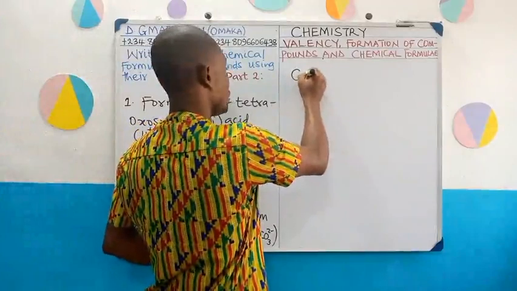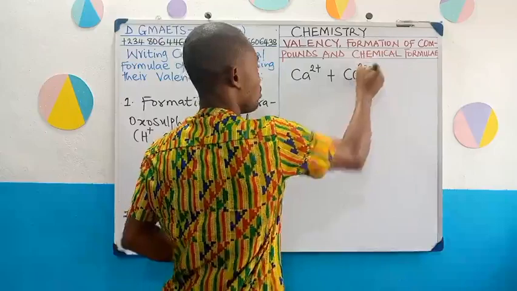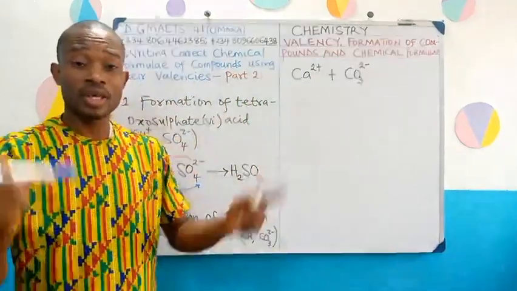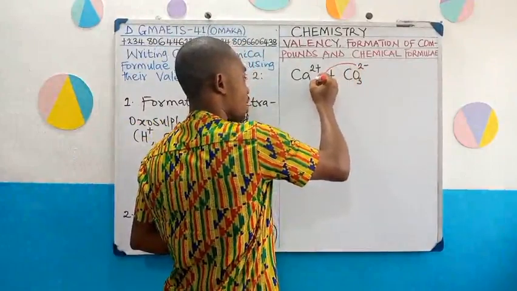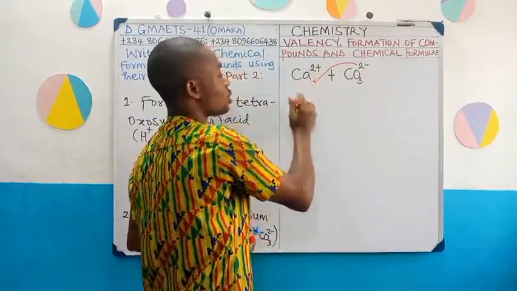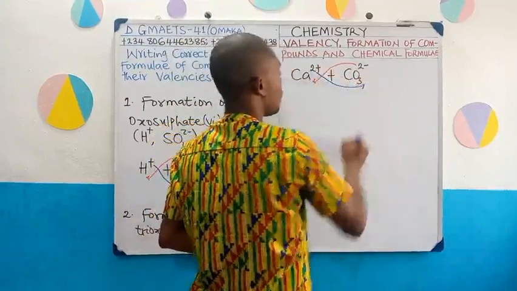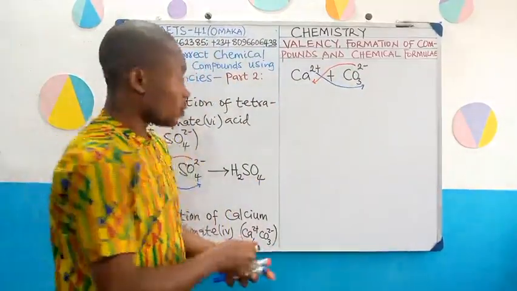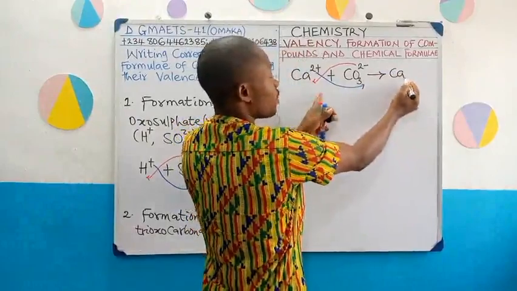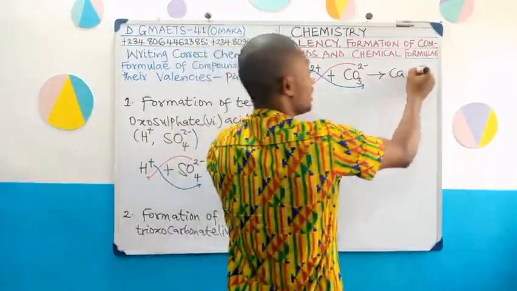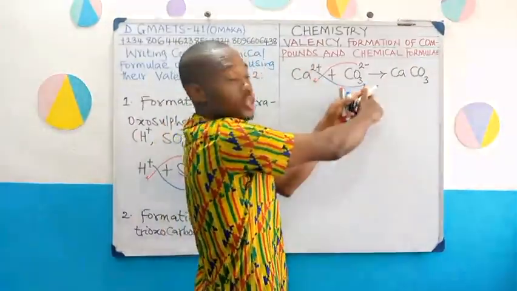It's going to be the combination of calcium 2+ with CO3 2-, and of course, you know there's going to be interchange of valency. So CO3 2-, we step down its 2 valency to calcium. Calcium will also step down its 2 valency to this CO3 2-. So we expect to get calcium. Now the 2 will come over here from this CO3 2-. Then CO3, take note that calcium will also give 2 to this CO3.